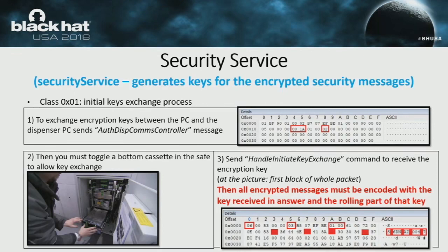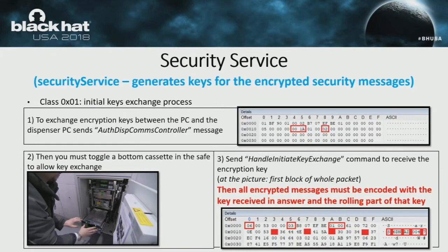The first action is to select the encryption initialization command on the service operating screen. Then you need to toggle the bottom cassette in the safe or perform switching of the special tumbler on the controller board, all within 1 minute. After that, the dispenser will send you the initial key.